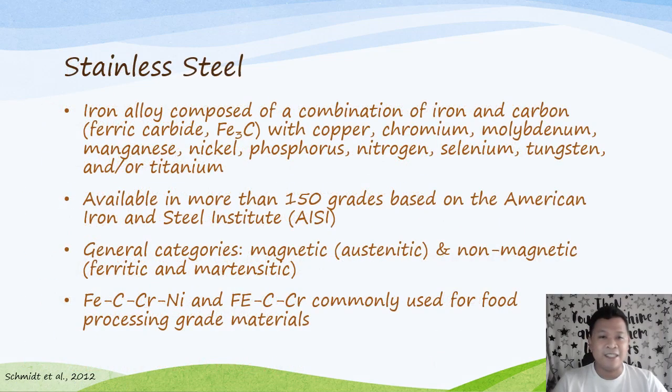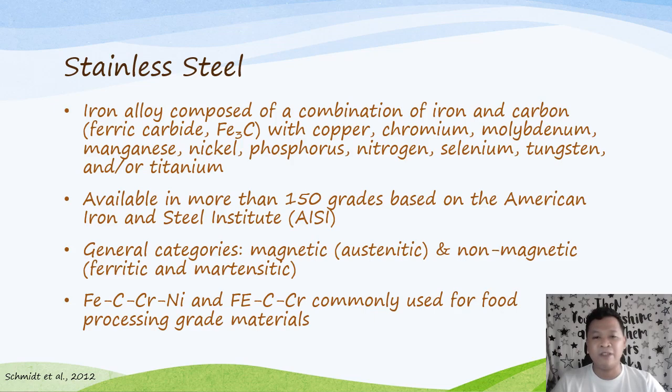Focus tayo sa stainless steel because it's the most common. Ano nga ba ang stainless steel? Okay, it's not simply iron because you know that iron rusts, and stainless steel is called stainless because it doesn't rust. And that's because, among other things, it's a combination of different materials. It has copper, chromium, molybdenum, manganese, nickel, phosphorus, nitrogen, selenium, tungsten, and or titanium. But generally, most stainless steel would have just at least 4 of these materials together.